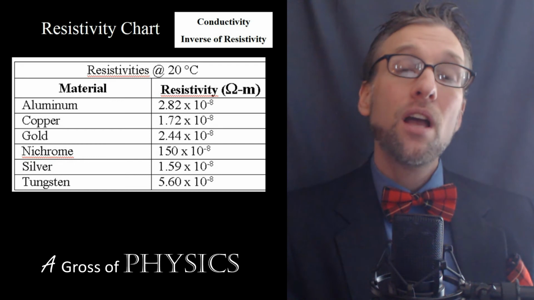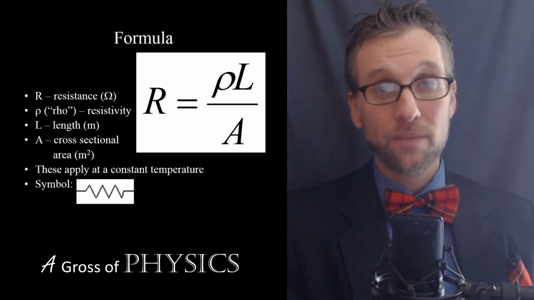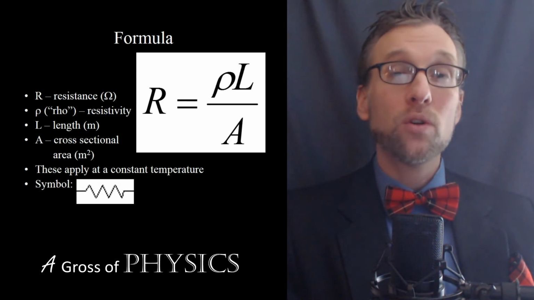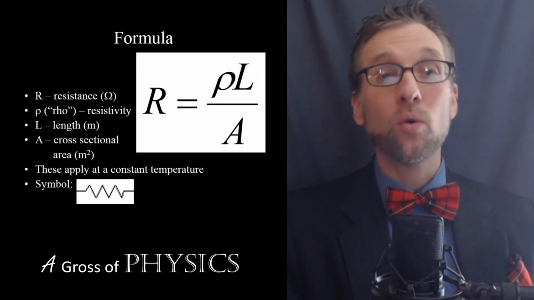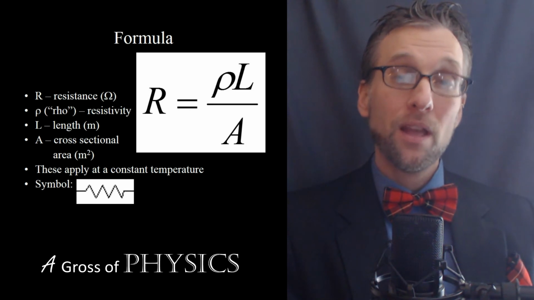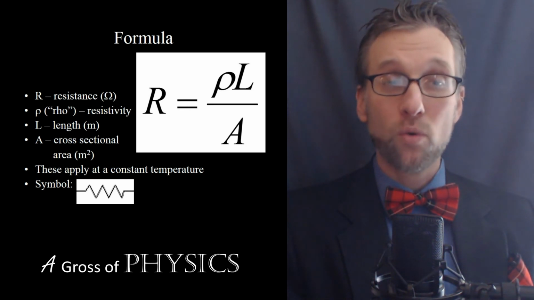Now, if we put these characteristics together, we end up with an equation for the resistance, and I call it the R equals rho L over A equation. So R equals rho, which is resistivity, times the length of the wire or the resistor that we're looking at, divided by the cross-sectional area. Now, the length is going to be in meters, and the cross-sectional area is going to be in meters squared.